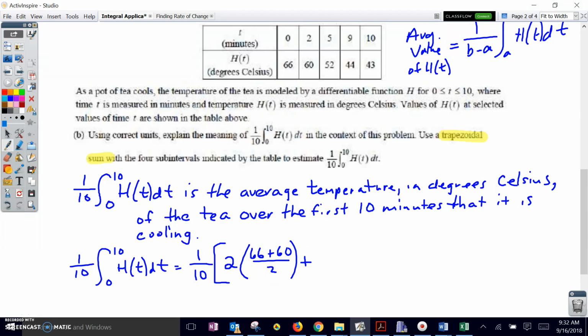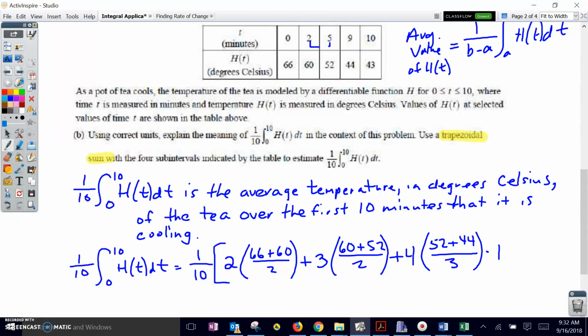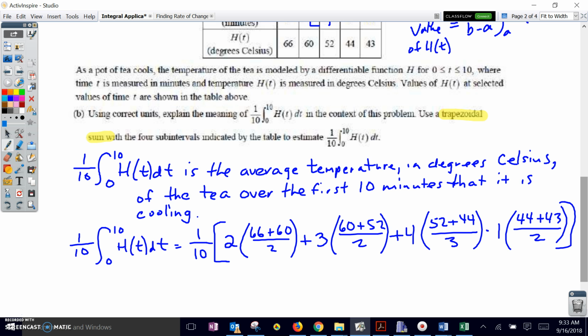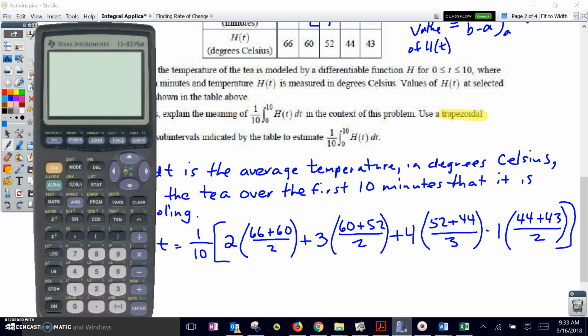And then the next subinterval ranges from 2 to 5, so its width is 3, and then the average of the heights. The next time interval goes from 5 to 9, so its width is 4, and then the average of the heights. And the last time interval ranges from 9 to 10, so it's got a width of 1 times the average of the heights. Is this a calculator question? Yeah, this is a calculator question. So I can use my calculator to go ahead and evaluate this value.